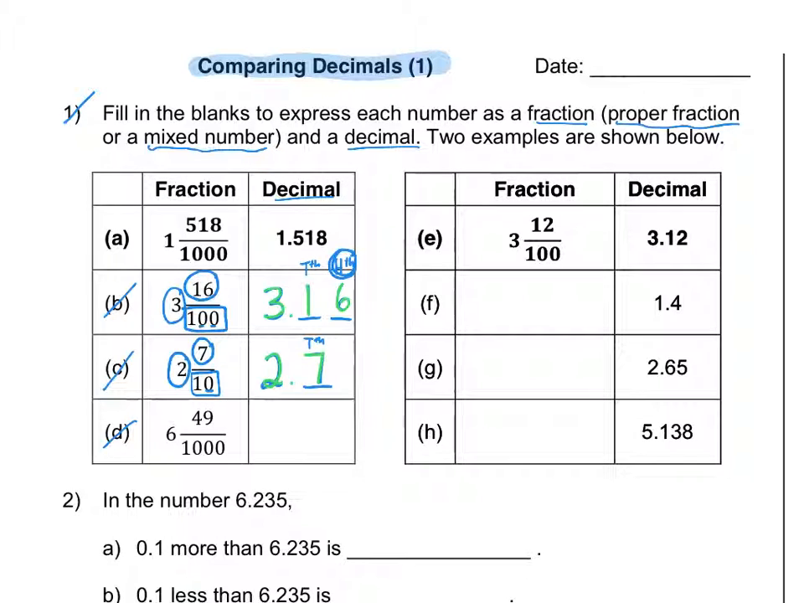Now the tricky one comes in part D that we have to be very careful about. Okay, so first let's take a look at the whole. There are 6 wholes, point. Now the denominator is 1,000. How many decimal places should there be? There are how many zeros? 3 zeros. So there should be up to 3 decimal places.